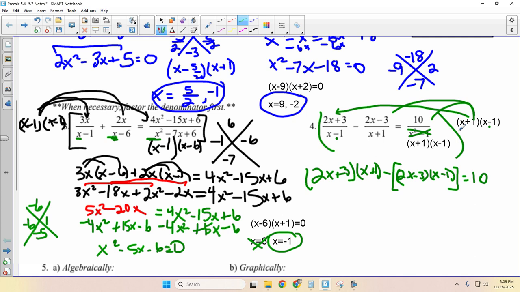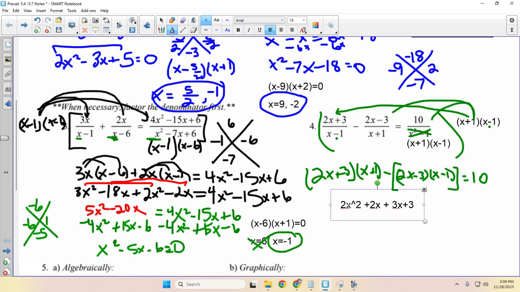All right, so let's simplify this down. This becomes 2x squared plus 2x plus 3x plus 3 minus, let's take care of this multiplying out first, 2x squared minus 2x minus 3x plus 3 equals 10.